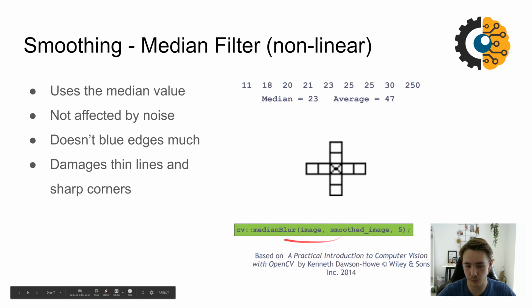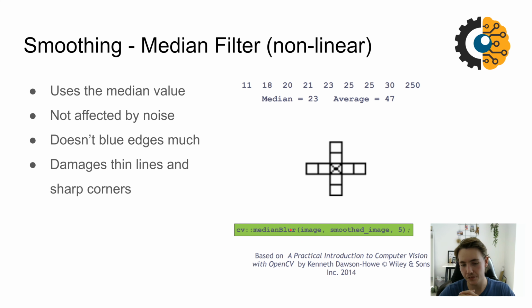We can see here we can use this median blur if we want to blur our image with this median filter. We give it the image we want to blur, then the output image, and then some kernel size, which will look like this if we give it 5.